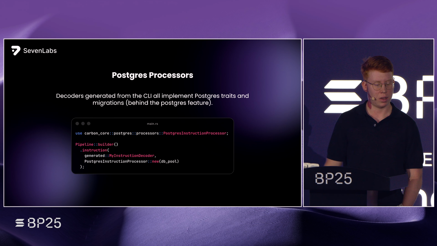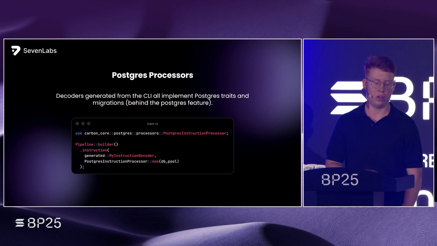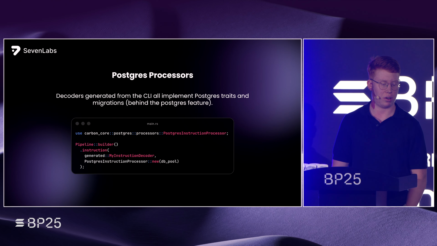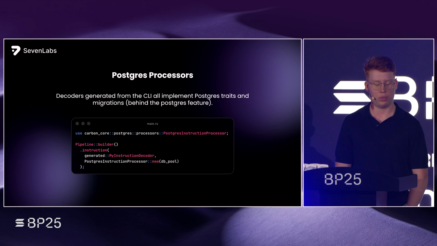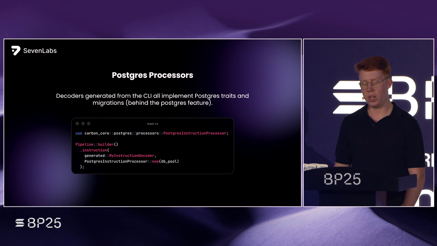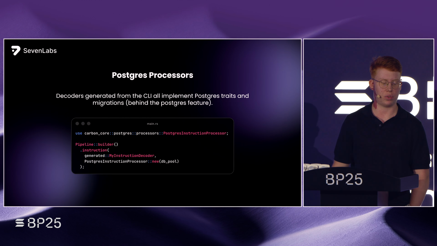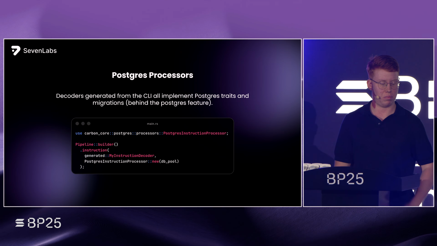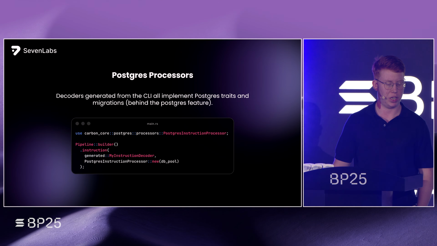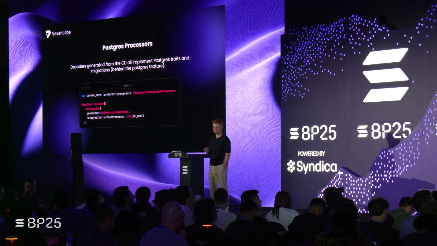Something that's cool about the CLI is that if you generate your decoder through the CLI from your IDL, you have a Postgres feature that is already implemented inside the generated crate. If you enable it, you'll be able to directly use our Postgres account or instruction processor, and in a few lines of code have a full index of all of your accounts and instructions inside Postgres. Here, you just use the migrations inside of the generated crate to generate your tables, and then write this pipeline, and you'll have pretty much everything running.